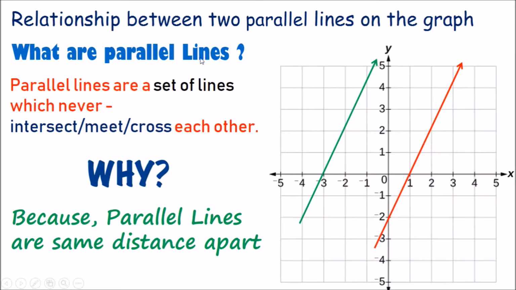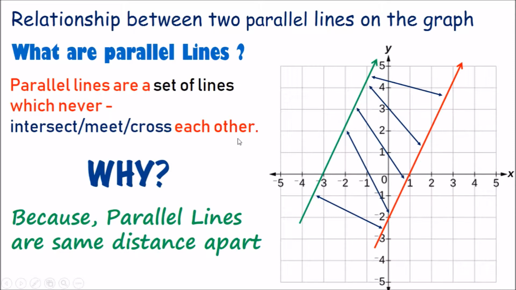Let's learn what are parallel lines. Simple definition: parallel lines are a set of lines which never intersect, meet, or cross each other. Why? Because they are the same distance apart. Now, when we say that two lines are the same distance apart, what distance are we talking about? Are we talking about this distance? Are we talking about this distance? Or any one of these following distances? Which distance are we talking about, and what is the context for our distance between two parallel lines?